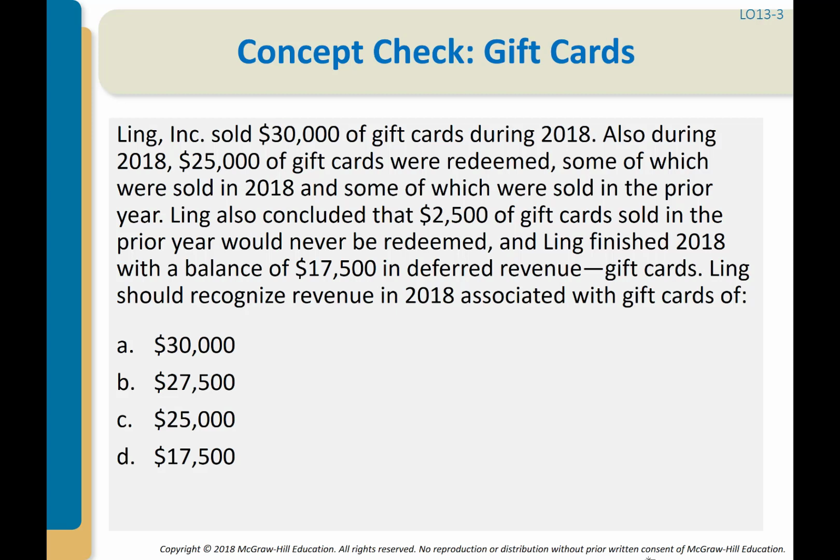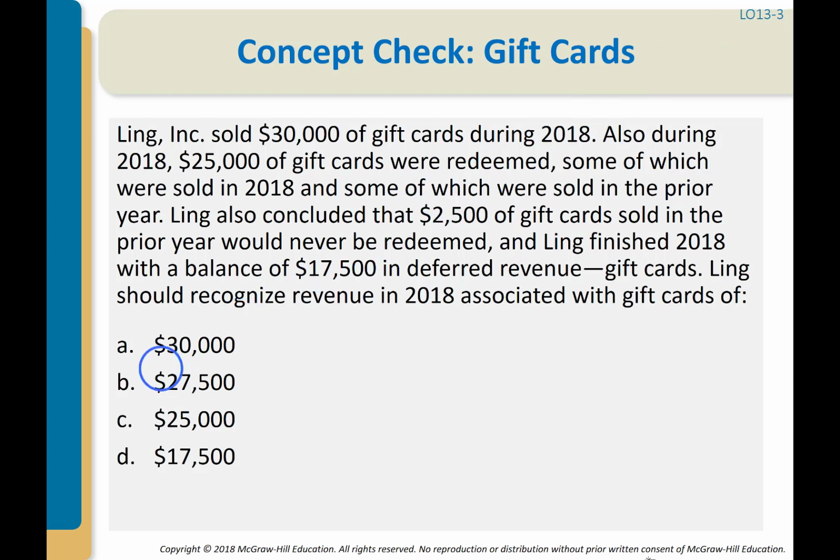Then what? Ling also concluded that 2,500 gift cards sold in the prior year would never be redeemed. Those are those breakage ones, right? Okay. And so Ling finished 2018 with a balance of 17,500 in deferred revenue. Gift cards, Ling should recognize revenue. This doesn't matter. I don't need this either. I just simply need to know what has matured, or what has been redeemed, I should say, or what has broken, right, to get the revenue.